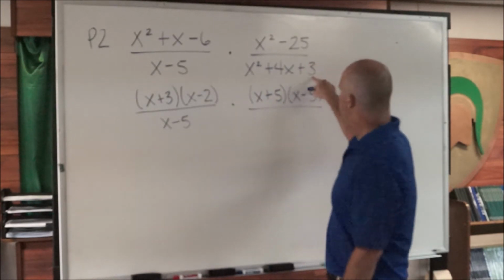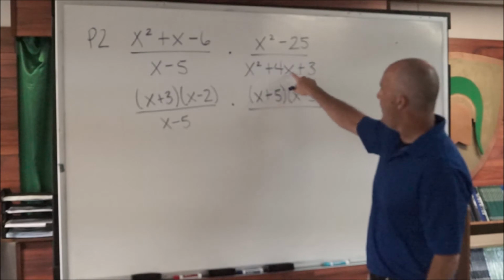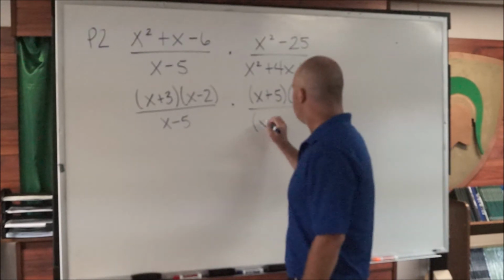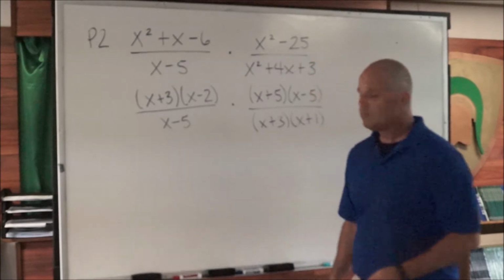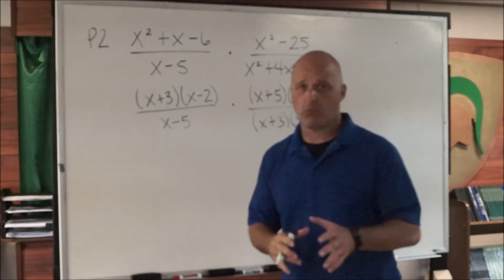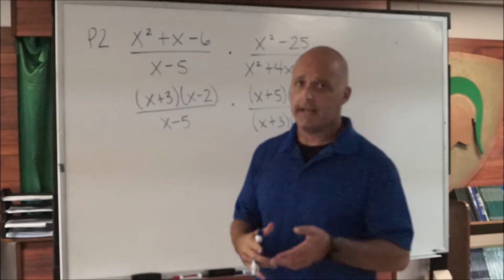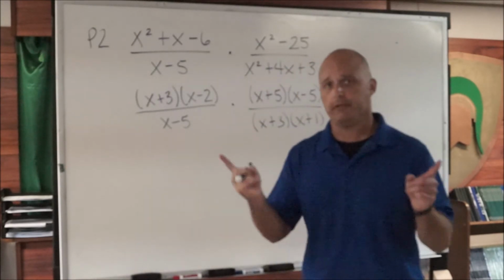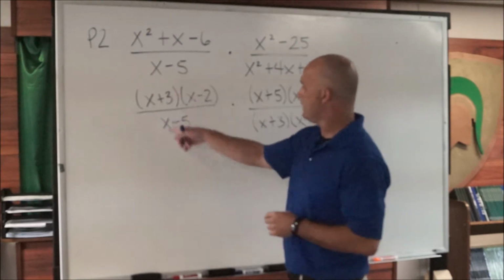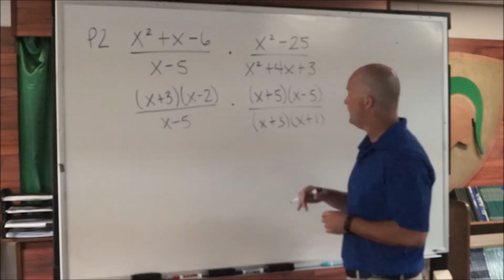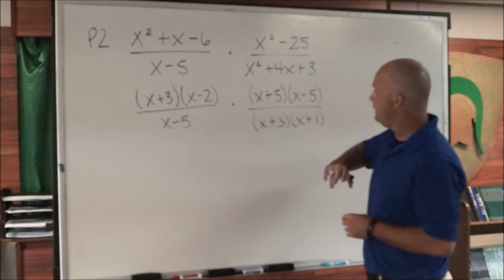And on the bottom here, what are the factors of 3 that add to 4? So x plus 3 times x plus 1. Now, just like any time that we're multiplying fractions, we can look to reduce vertically or we can look to cross reduce. So in looking to reduce vertically, x plus 3, x minus 2, and x minus 5, there's nothing we can do there. And there's nothing we can do here either.